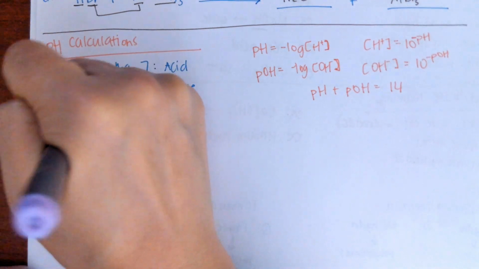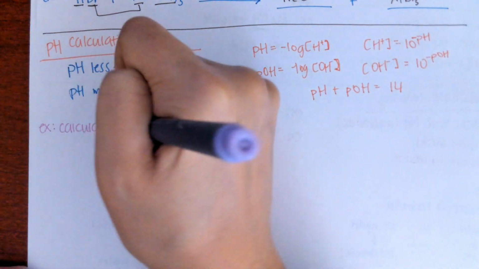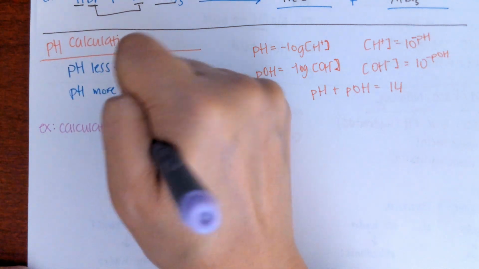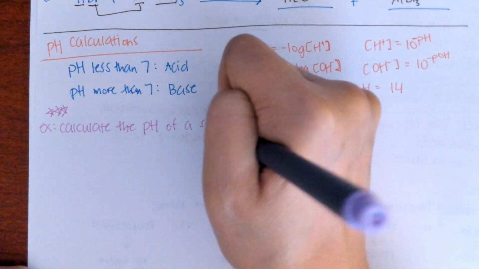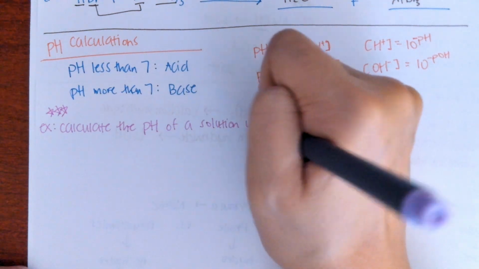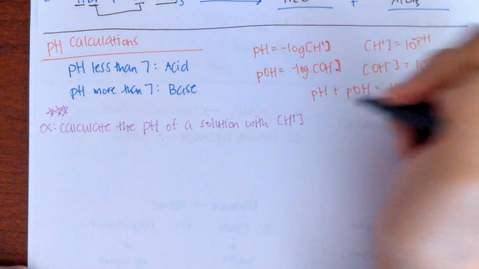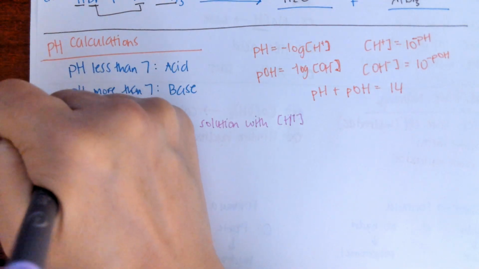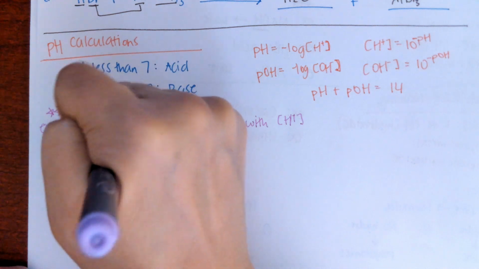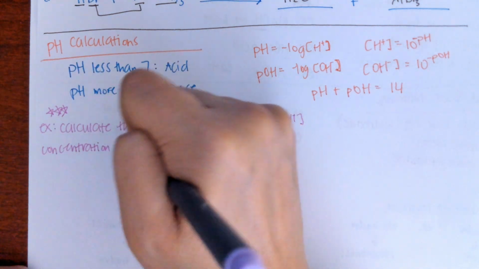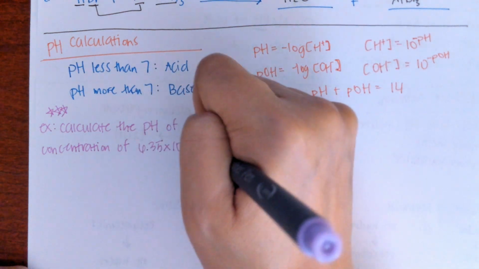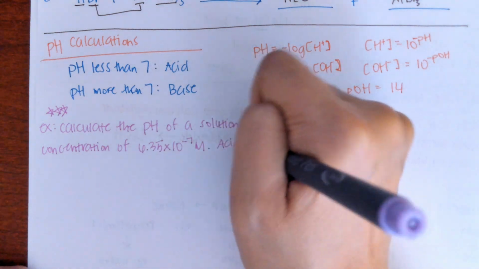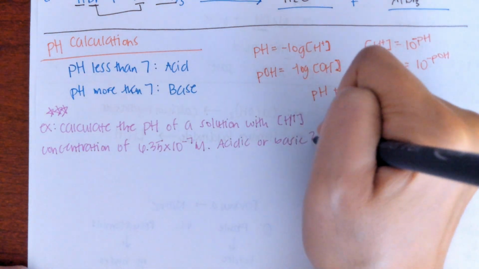For example, calculate the pH of a solution with the hydrogen concentration of 6.35 times 10 to the power negative 7 molar. And is it acidic or basic?